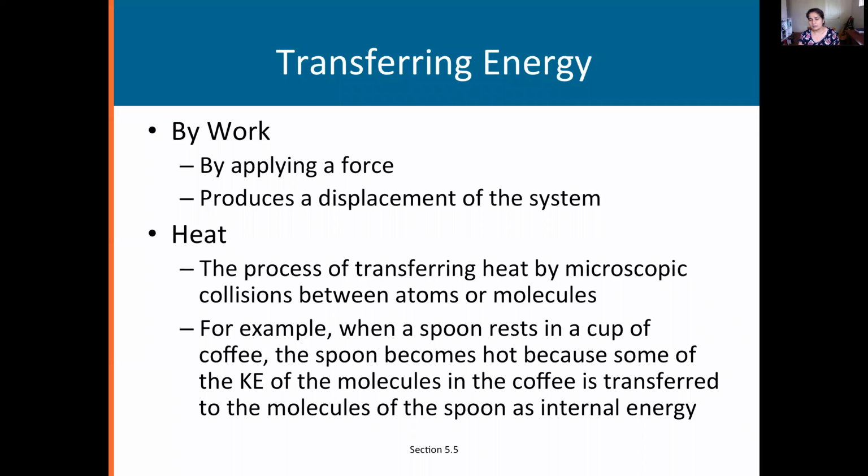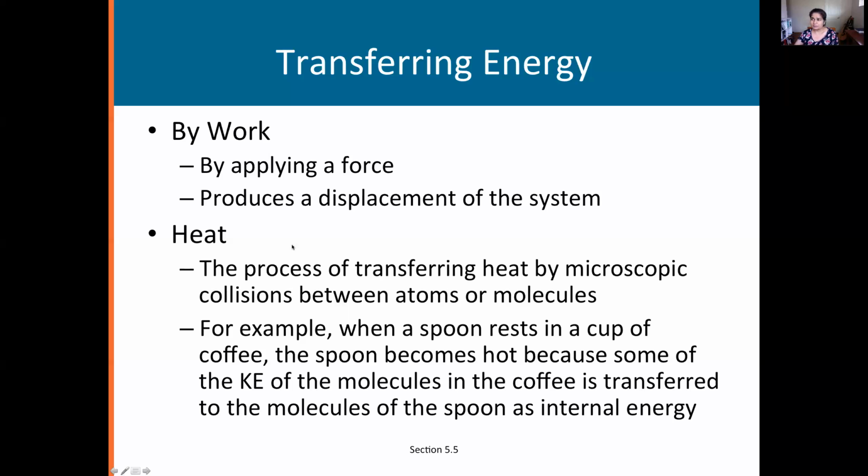So how does energy get transferred? Energy could be transferred in several ways. One is by doing work. We saw that work is intimately related to energy. It's the force times the displacement in the direction of the force, okay? Or the dot product between the force and the displacement.